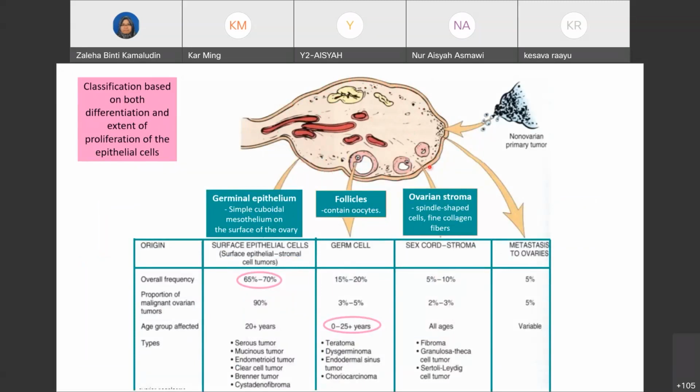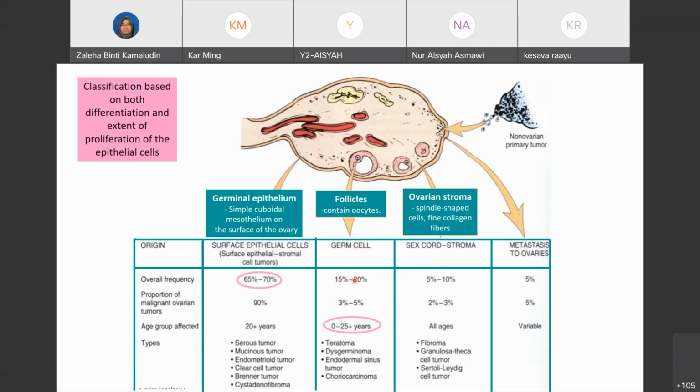All right. And inside the cortex, there are actually various stages of the follicles. Okay, some of them contain the oocyte. Okay, some of them already go to the corpus luteum stage. All right, and if the tumor are derived from these follicles, then we will classify or call it as germ cell tumor.